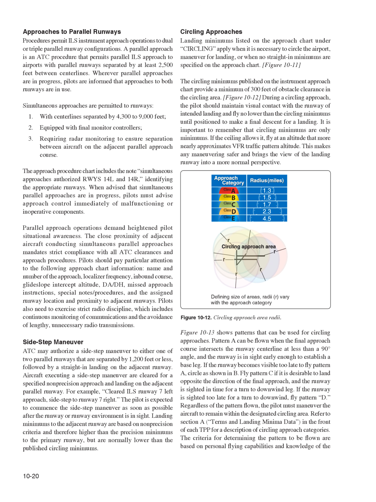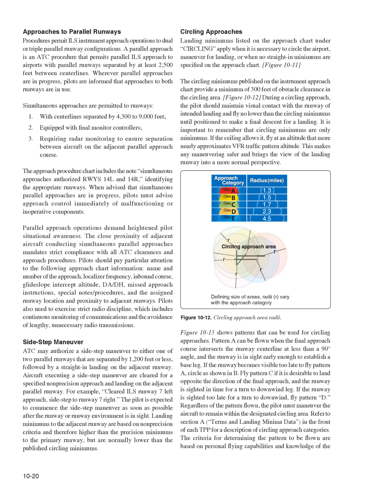The pilot is expected to commence the sidestep maneuver as soon as possible after the runway or runway environment is in sight. Landing minimums to the adjacent runway are based on non-precision criteria and therefore higher than the precision minimums to the primary runway, but are normally lower than the published circling minimums.